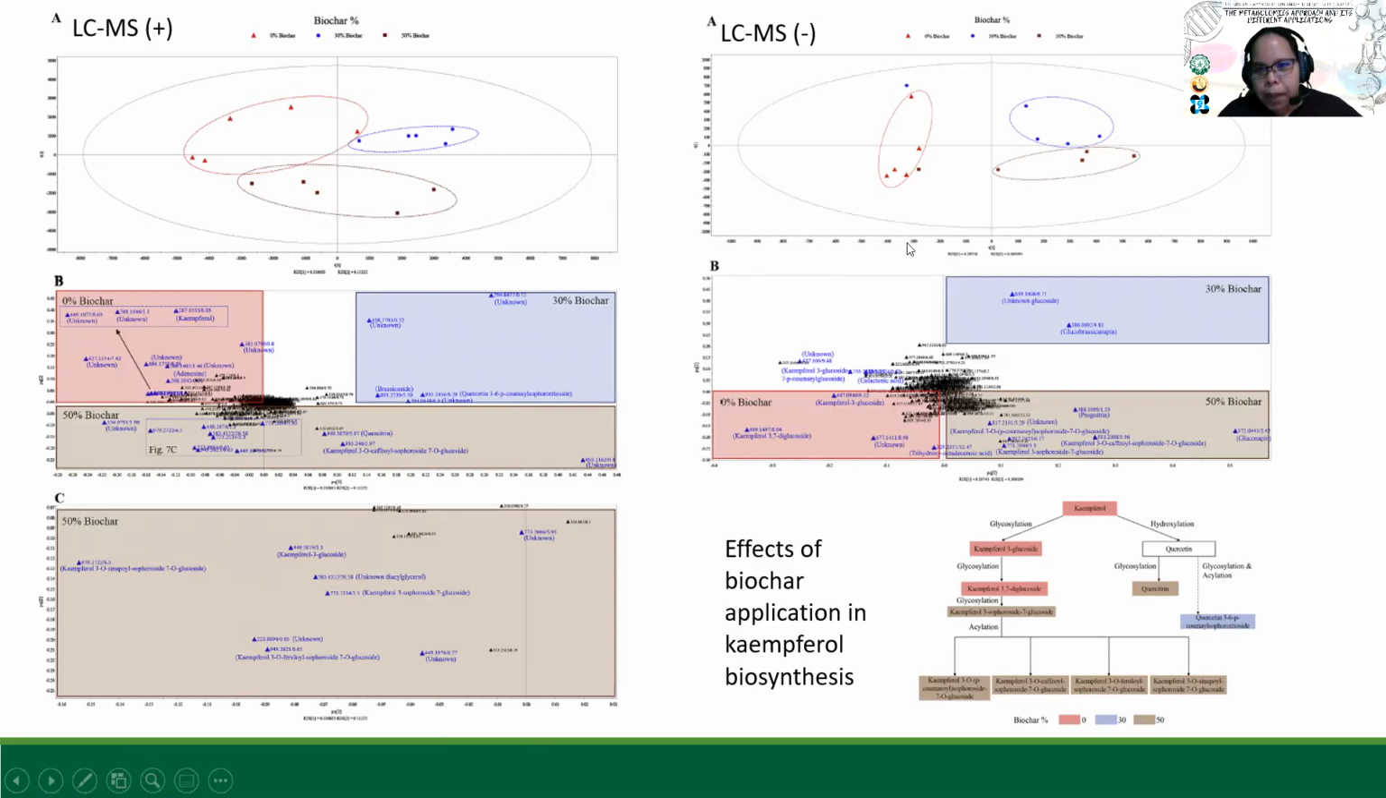On the LCMS negative mode, again, you see a differentiation of your 0% biochar from your 30 and 50% biochar. There are some outliers, but mainly the other replicates are present more on the right quadrant of the score plot. These are influenced by the increase in levels of some of these flavonoid glucosides, as well as glucosinolates, like gluconapine, glucobrassicanapine, progoitrin, etc. The numbers here correspond to your m/z value, your mass to charge value, which can be used for the identification of your compounds based on accurate mass.